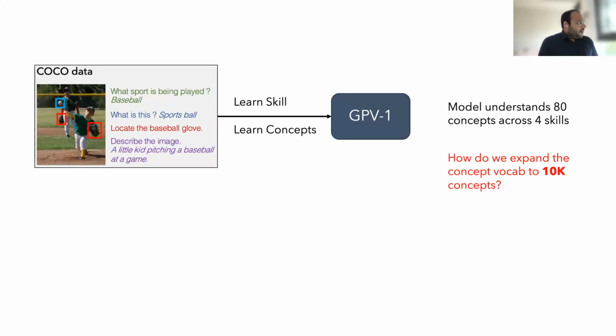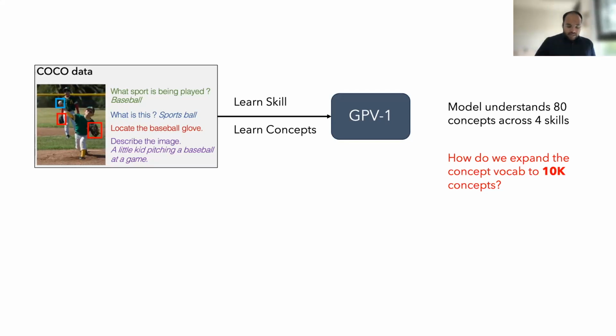So we did a follow-up work of GPV1. GPV1, even though it was able to perform these multiple skills, particularly 4 skills, and it was trained on COCO data, so it could understand 80 concepts and perform these skills on those 80 concepts, it was still limited. So one thing that we were interested in was how do we expand the concept vocabulary to 10,000 concepts?